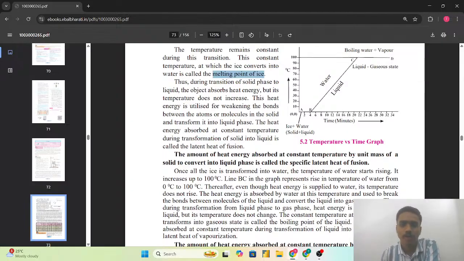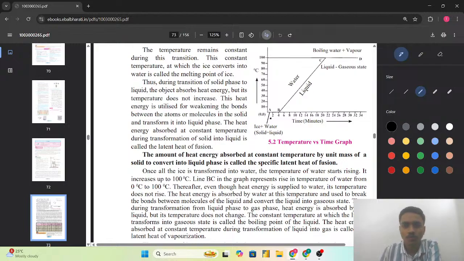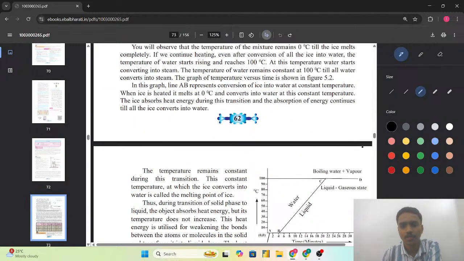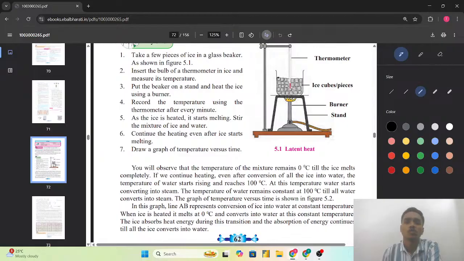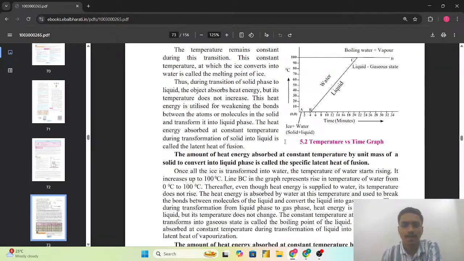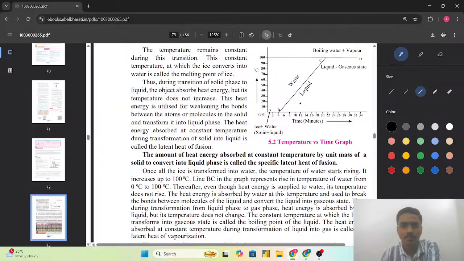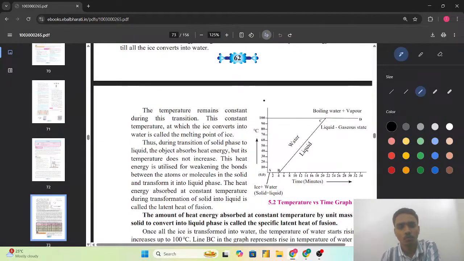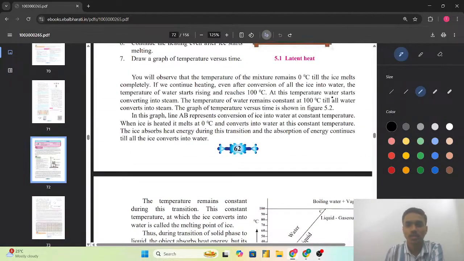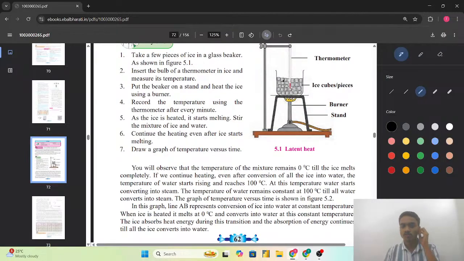The heat energy absorbed at the constant temperature during transformation of the solid into liquid is called the latent heat of fusion. So as we have seen here, the amount of the energy, मतलब जो heat provide यहाँ पर की जा रही थी इस experiment में, so the heat energy is absorbed by the ice cubes which are present in the container or the beaker. But मतलब वो heat energy गई कहाँ पर? So that heat energy is absorbed to break down the bonds between the atoms and the molecules which are there in the state of the solid in the form of the ice cubes.